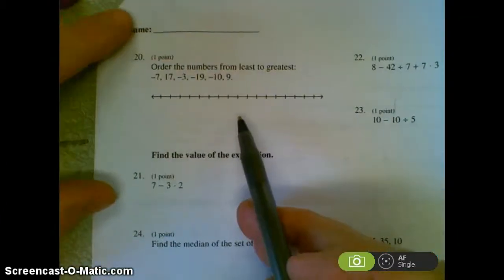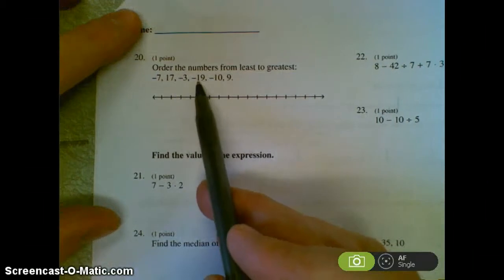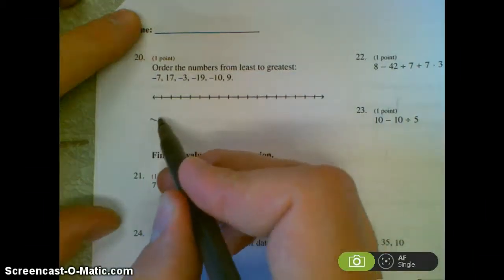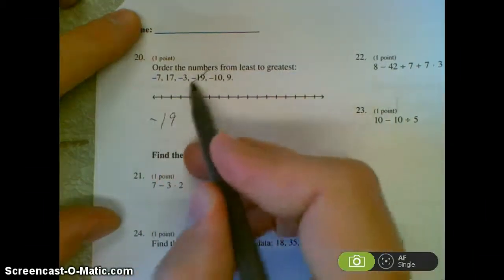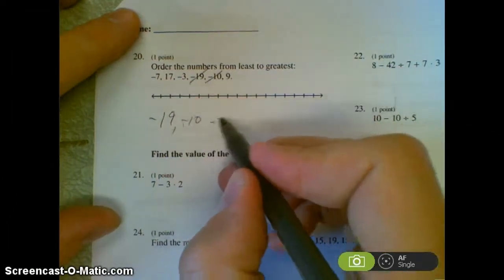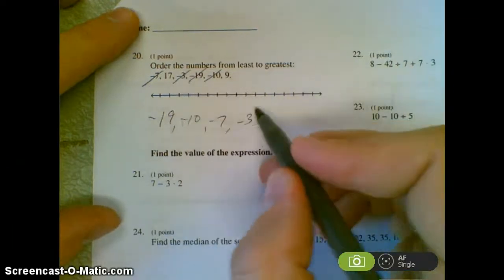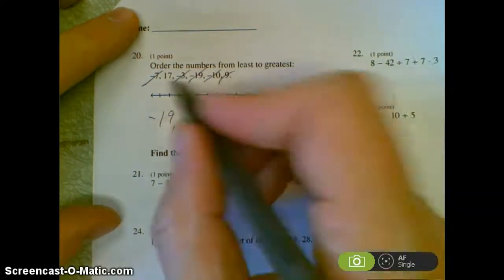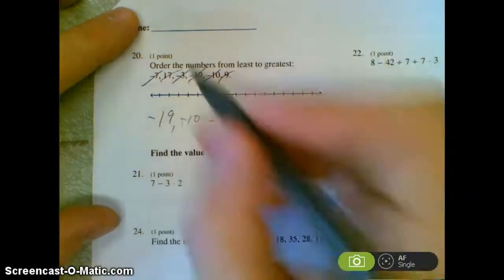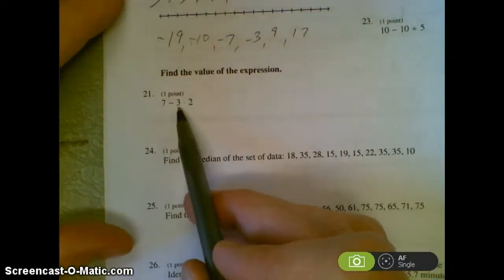On number 20, I was just interested that you didn't have to graph them. I was interested in you being able to put these in order. So from least to greatest, it goes -19, -10, -7, -3, and then 9, and then 17. That's all of them.